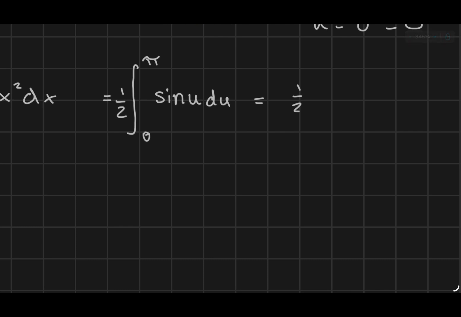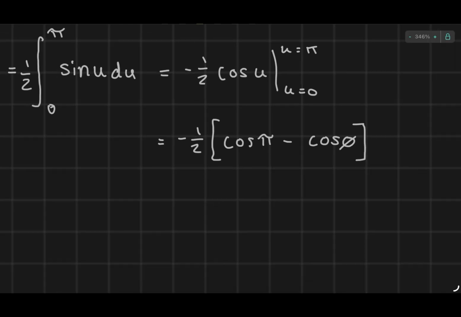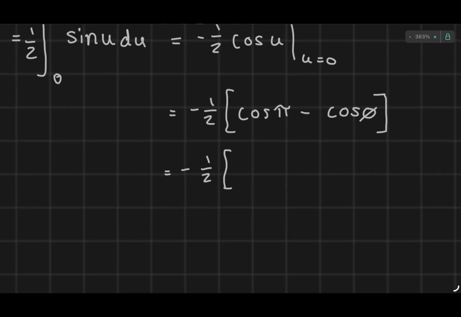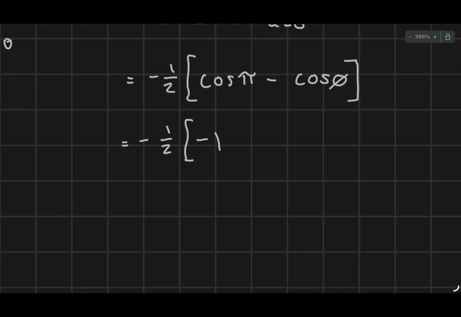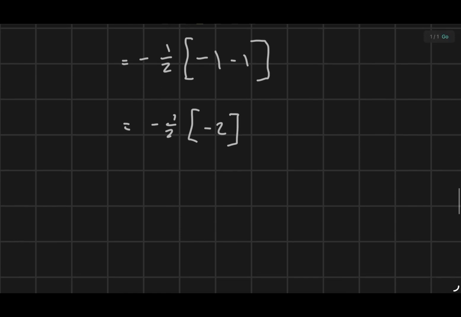Simple integration here. We have negative 1/2 cosine of u from u is equal to 0 to u is equal to pi. So we have negative 1/2 cosine of pi minus cosine of 0. This is going to be negative 1/2 times cosine of pi is negative 1, cosine of 0 is 1, so we're going to have negative 1 minus 1, so this is going to be negative 1/2 times a negative 2, which is going to equal 1.